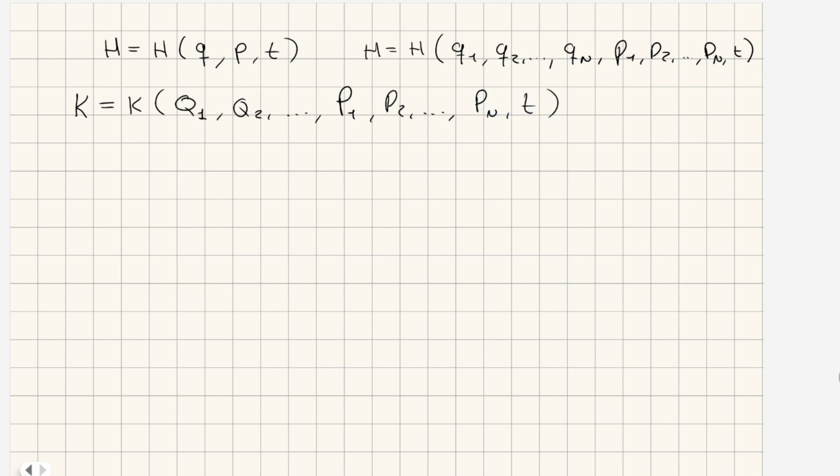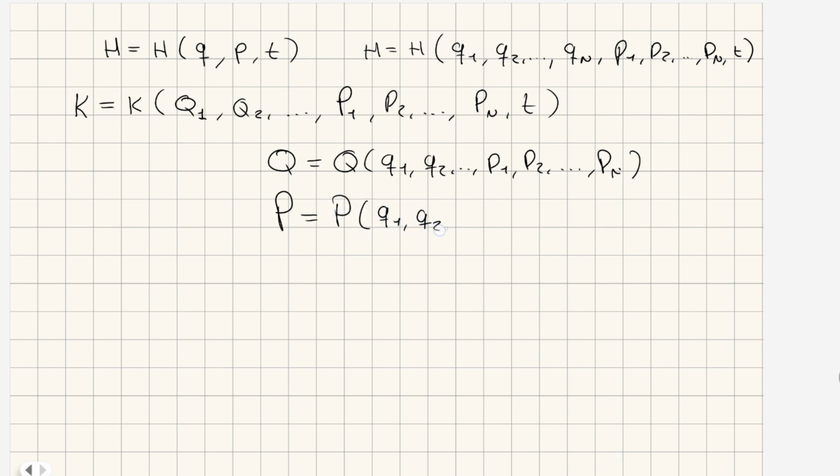The canonical transformations consist in finding these new Q's and these new P's in terms of the other q's and p's. So the canonical transformation can be established as upper Q as a function of q1, q2, all the way up to qn, p1, p2, all the way up to pn, and the upper P is going to be a function of, again, these same variables, like this.